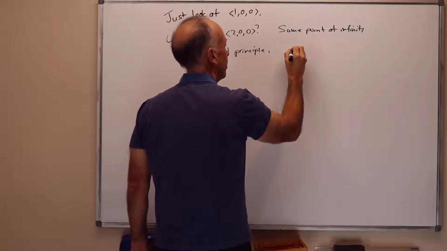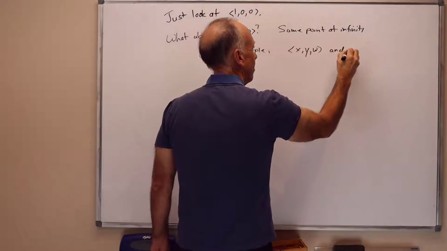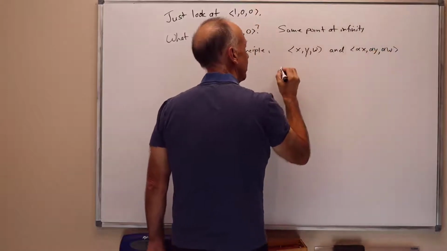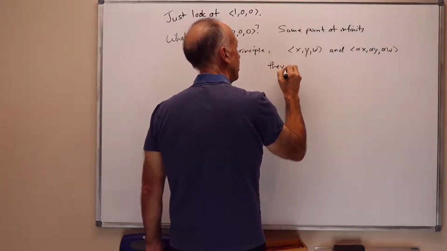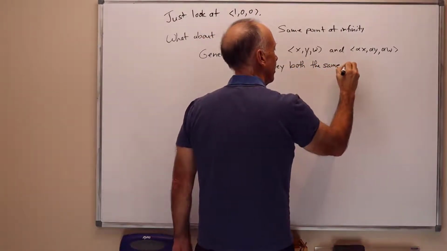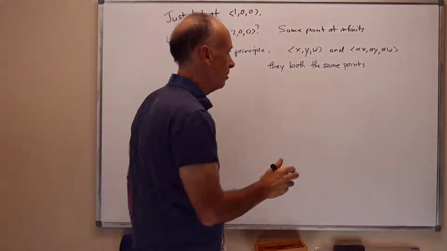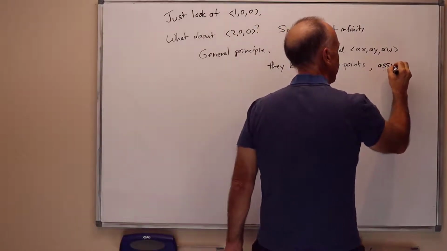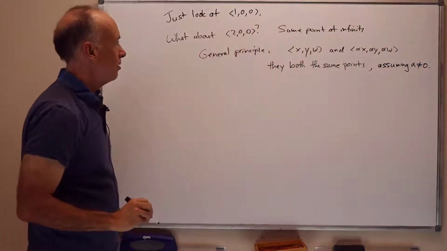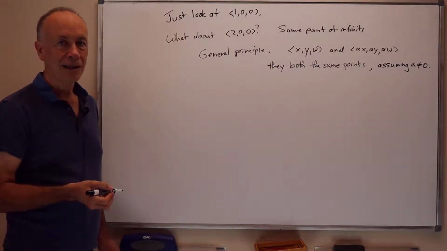is that if we have x, y, w, and say alpha x, alpha y, alpha w, they both represent the same point. And this works both for points at infinity with w equals 0 and for actual finite points in the plane with w not equal to 0. Here we're assuming that alpha is not equal to 0. So if we took 2, 0, 0, it's also at the end, or both ends of the x-axis in every line parallel to the x-axis.